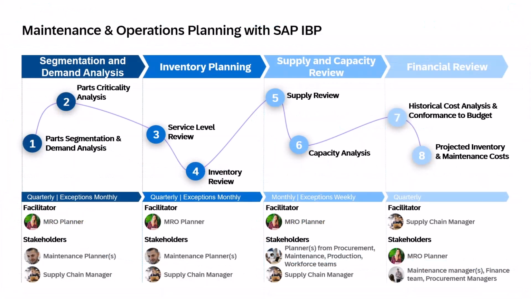This comprehensive end-to-end process ensures that there are no silos in the organization. IBP for MRO allows maintenance, supply chain, procurement, and financial planners to work together in an integrated fashion to improve their organization's operating efficiency.